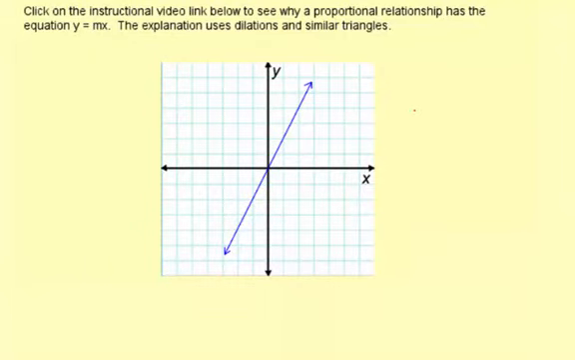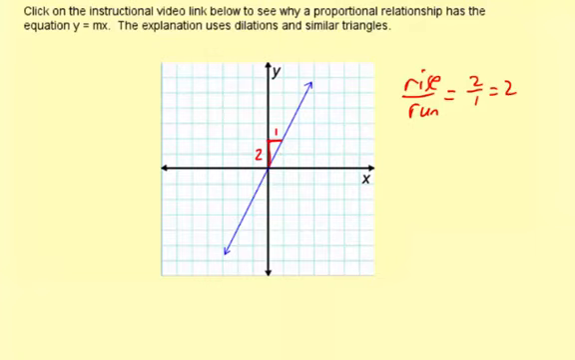Okay, so we want to take a look here at why similar triangles and dilations are related to slope. So I'm going to make a unit triangle here. And this is 2 to 1. So we've studied slope quite a bit. You know this means that rise over run equals 2 over 1, which is just 2.